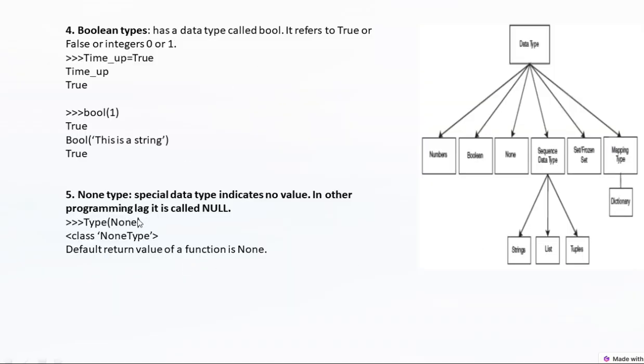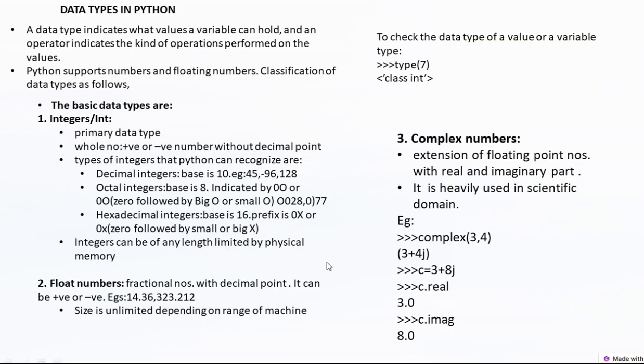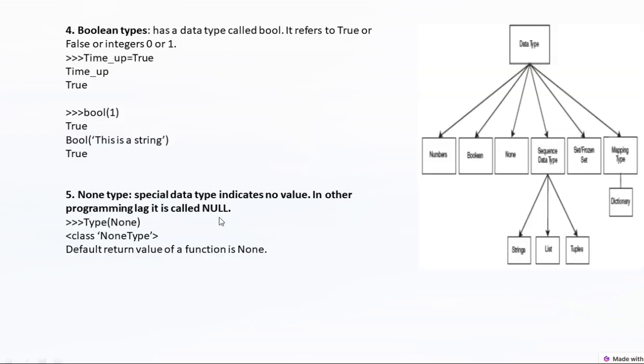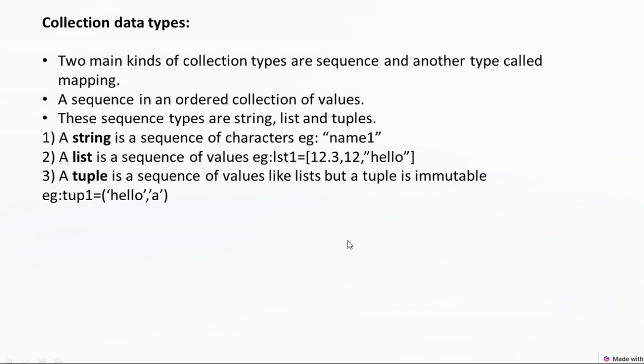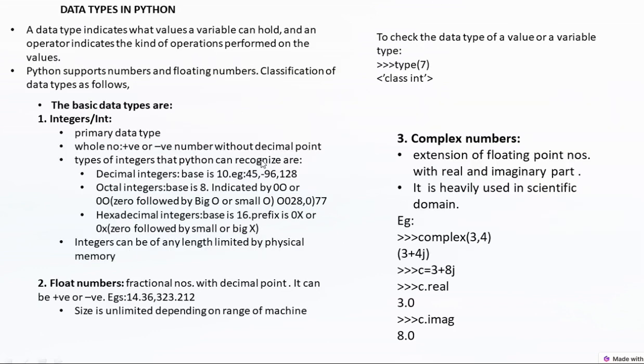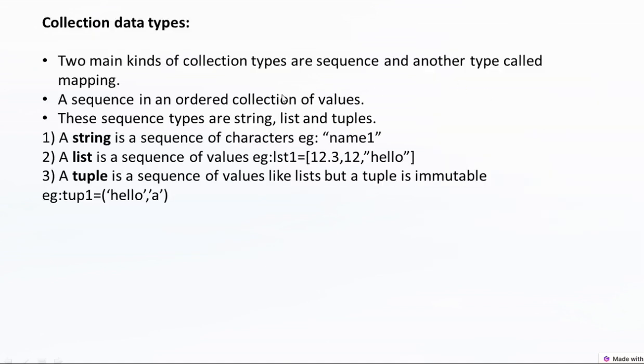Okay, so that's it. So this was about the basic data types: integers, floating point numbers, complex numbers, boolean types, and none type. Now there's one more concept called collection data types. What we saw before was basic data types. Now we'll see collection data types. There are two main kinds of collection data types: sequence and mapping. Sequence is an ordered collection of values. The sequence data types are strings, tuples, and list.